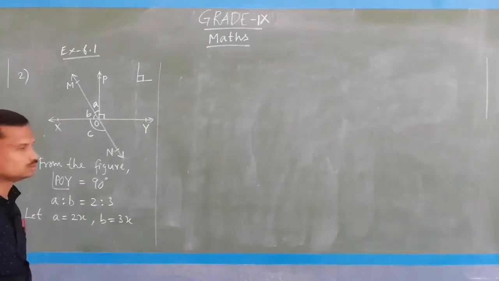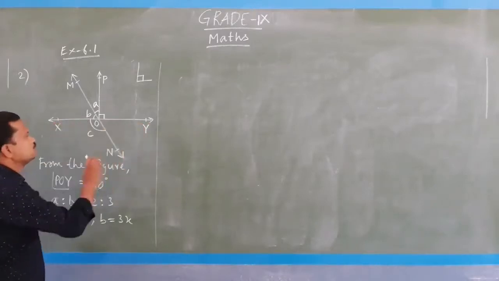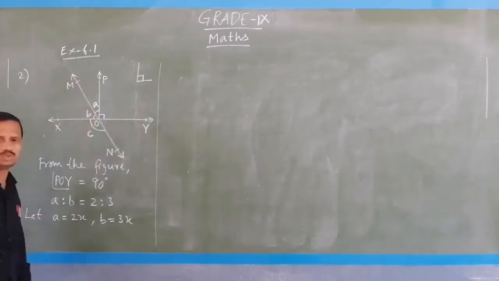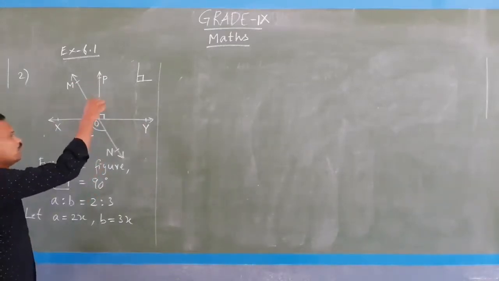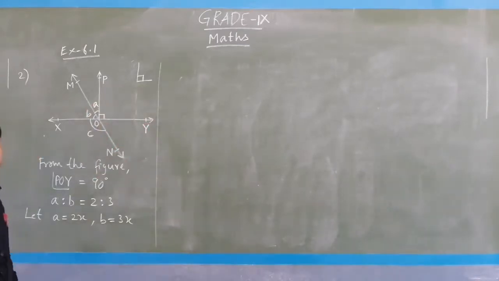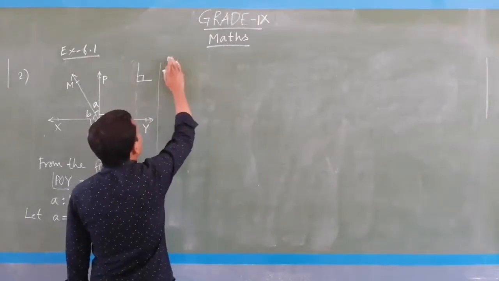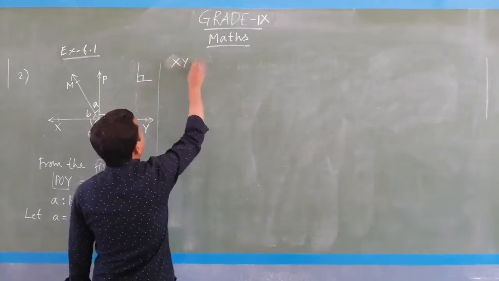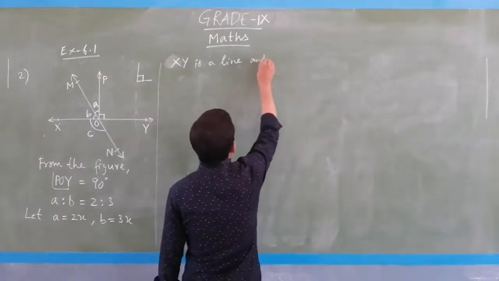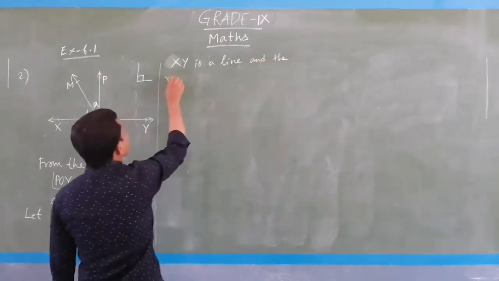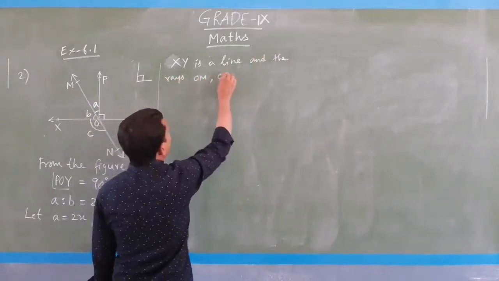This is our assumption. And coming to the figure, you see XY is a line, OM, OP are the two rays on it. Therefore, we get three angles, one is B, another one is A, another one is POY angle, which is nothing but 90 degree. So, we can write like this, XY is a line and the rays OM, OP stand on it.